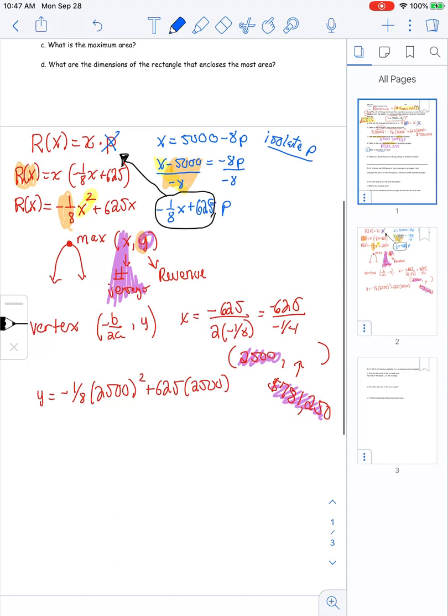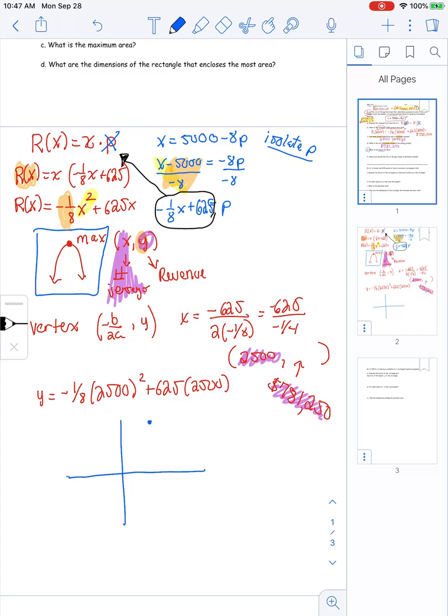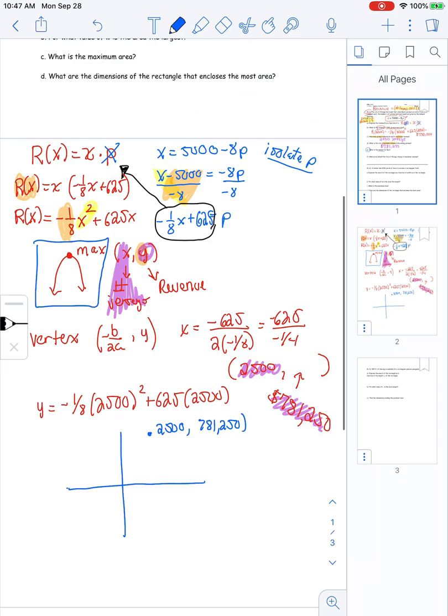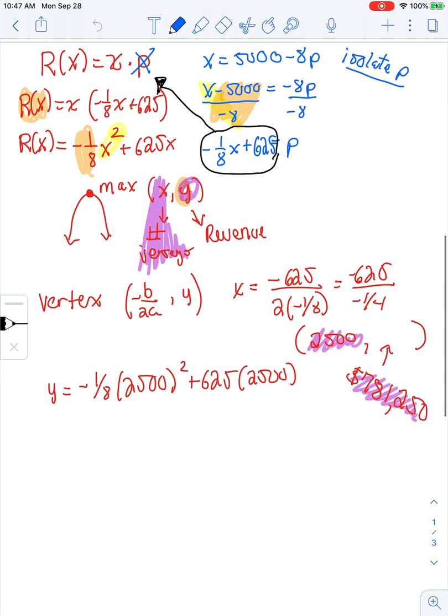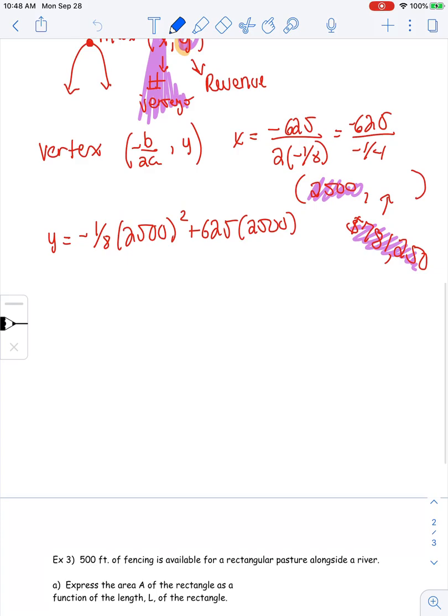To think about the domain, we need to go back and think about this parabola that's opening down. We know now that this parabola opening down has a vertex point at 2,500 and 781,250. So we know this rather large vertex point, and we know that the parabola is opening down. What we don't know is where the parabola actually crosses the x-axis, and that is going to be important to actually determining what our domain is.